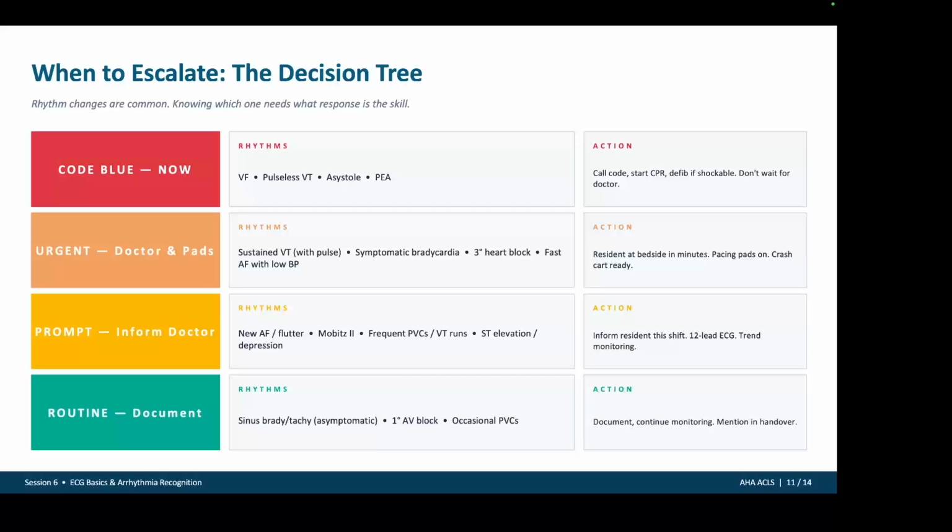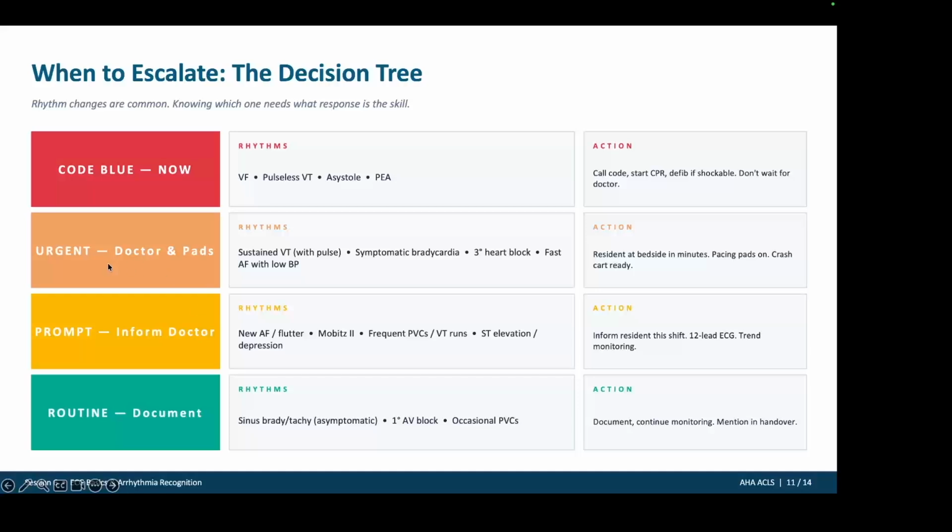The decision tree. Rhythm changes are common. Knowing which one needs what response is a skill. Code blue immediately: the rhythms are VF, ventricular fibrillation, or pulseless VT, asystole, and PEA. The action includes calling the code, starting CPR, defibrillation if the rhythm is shockable, and don't wait for the doctor.